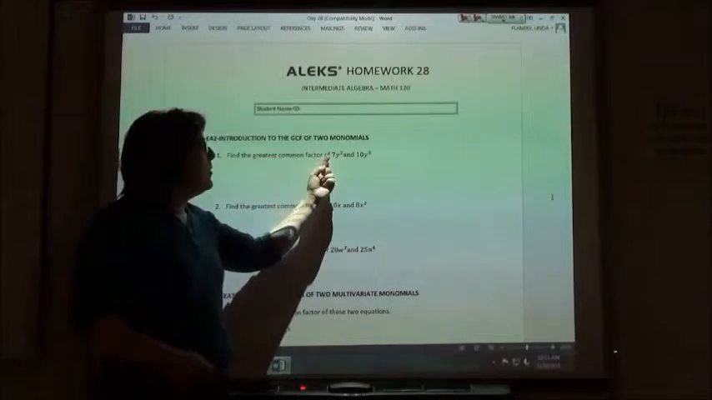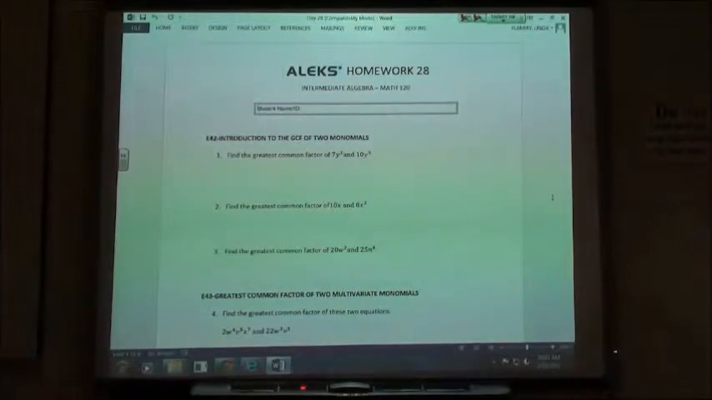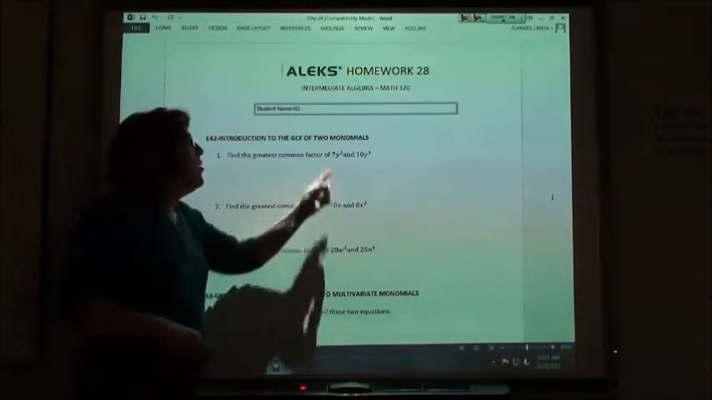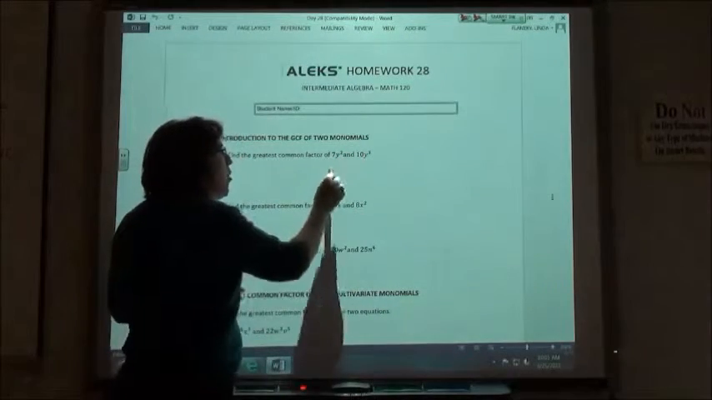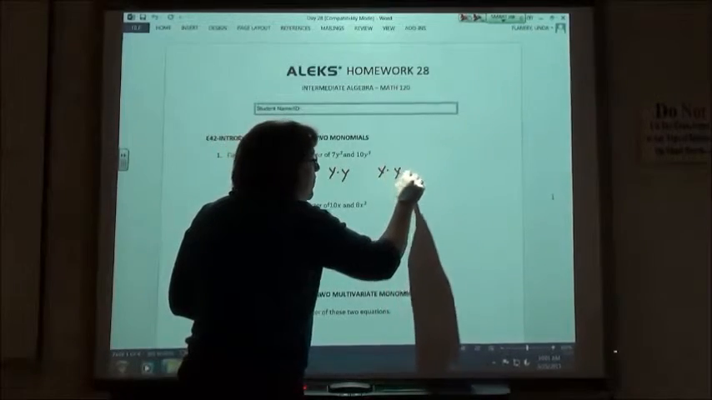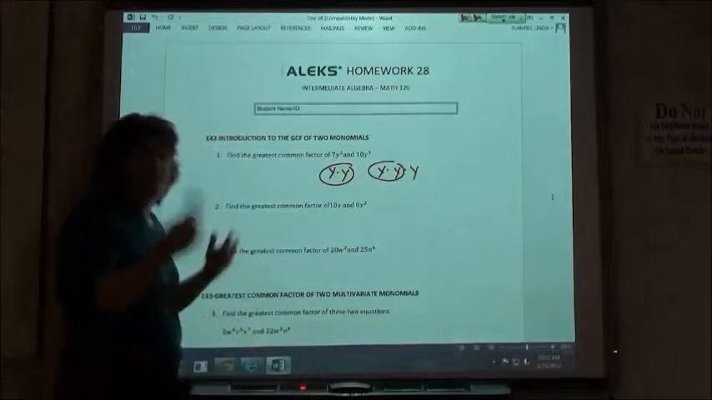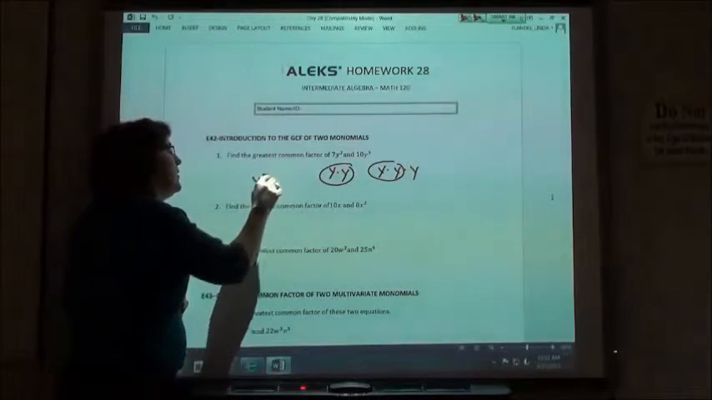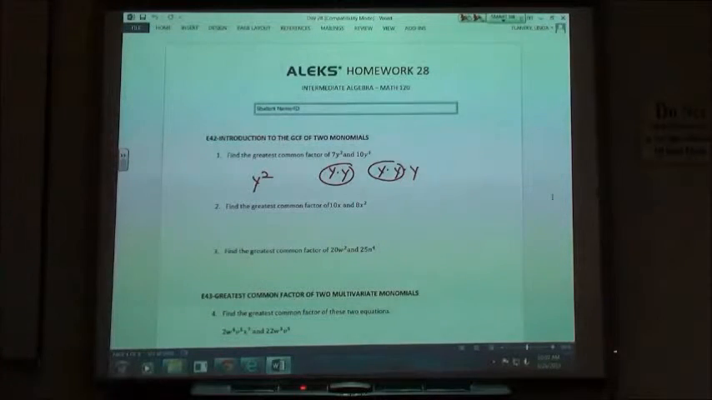Well, if I look at my numbers 7 and 10, their only common factor is 1, because they're only both divisible by 1. They don't have anything else in common. When I look at my variables, a y squared and a y third, y squared means I have y times y, and y to the third means I have y times y times y, so they've got two of them in common, a y squared. So my greatest common factor would be 1y squared or just y squared.